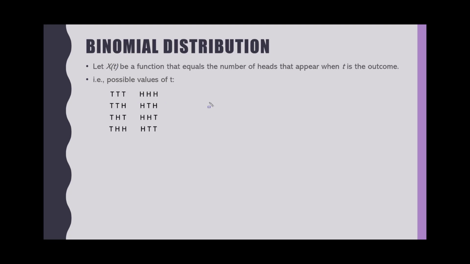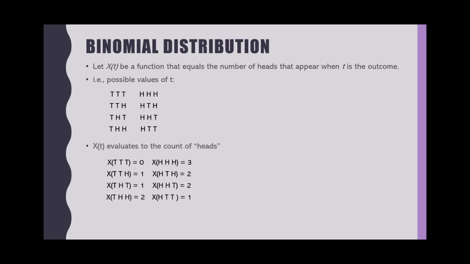So it's just a function where we pass in the total outcomes, and it gives us the number of heads, or whatever we define the function to be. So it evaluates the count of heads, as I just pointed out. So in other words, this is what we get. Does that make sense? Assuming I don't have any typos there, that should be correct.